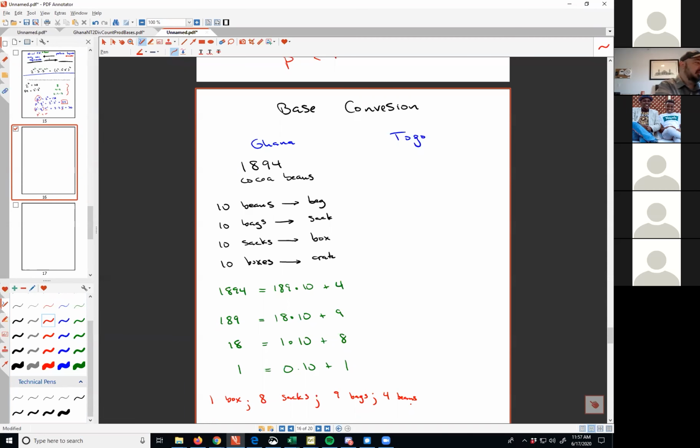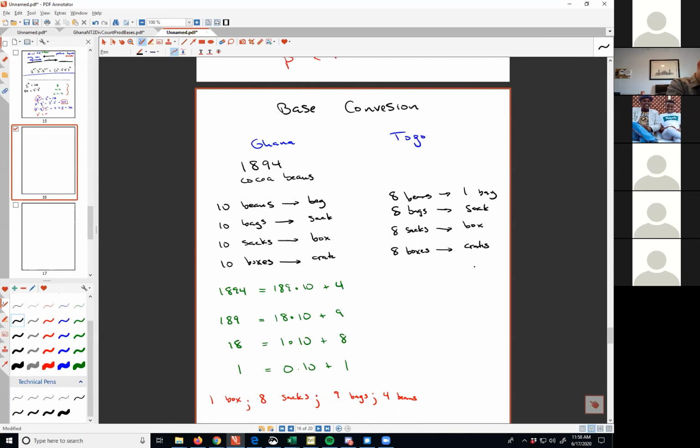Togo puts 8 beans in a bag, and they put 8 bags in a sack, and 8 sacks in a box, and 8 boxes in a crate. And they will not buy your beans if they're not packaged that way, and you want to sell your beans there so that you can make a profit. So, what is it that we need to do? We need to repackage.